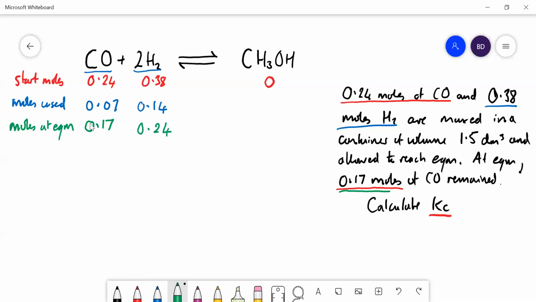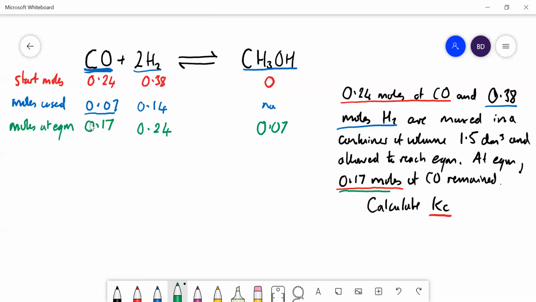Moles. Finally, we need to just think about the methanol. Moles used up, so that's not applicable, as they haven't used any of it up. There wasn't any to start off with. But how do we know how much we've got at equilibrium? Well, every time we use up 1 mole of carbon monoxide, we make 1 mole of methanol. And how much carbon monoxide do we use up? 0.07. So we must have here 0.07 moles of methanol.